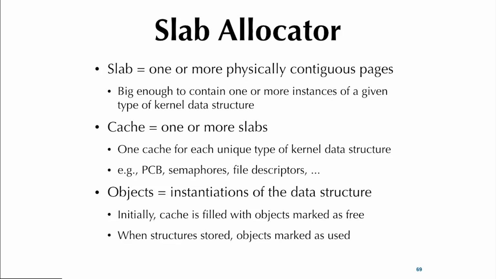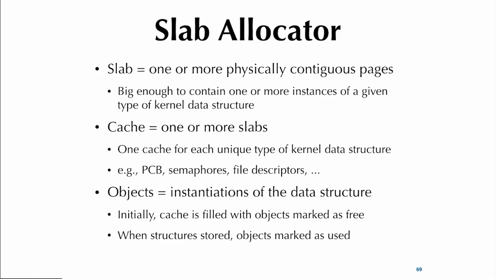So you may have one type of cache for your process control blocks, PCB, one type of cache for semaphores, one for file descriptors, which is also a struct, right? And so when you need to allocate one such thing, like you create a process, you need a PCB. You go to the cache for the PCB, say, please give me one, and it gives you one, and then you can use it. And when you're done, you put it back. These are called objects. Objects are instantiations of data structures taken from a cache.